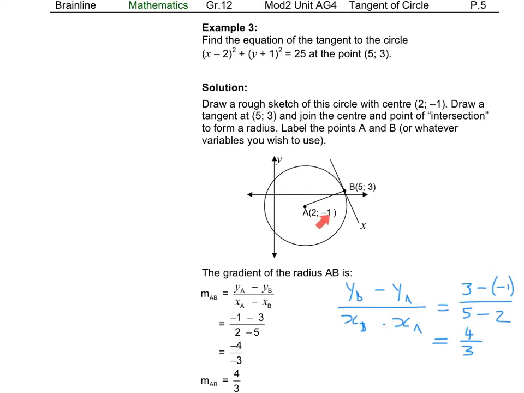3 minus minus 1 becomes 3 plus 1, which is 4. And 5 minus 2 also gives me 3. Therefore, it gives me the same solution for the gradient of the radius being a positive 4 over 3. Now I must keep in mind that the gradient of my radius is perpendicular to the gradient of the tangent, and therefore to find the gradient of the tangent, I will change the sign to a negative and I will toss the fraction, being 3 over 4.